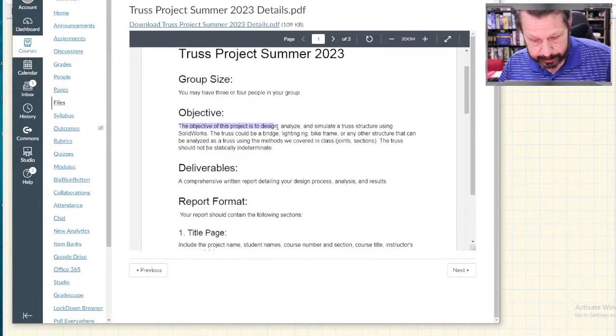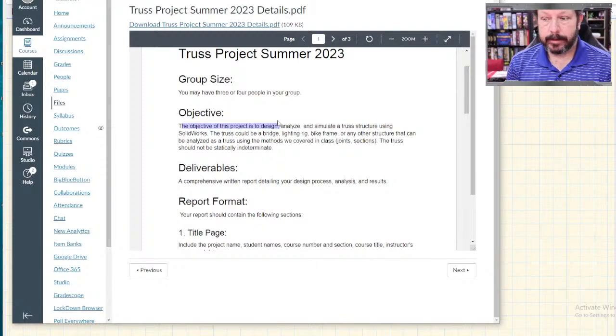So the objective is you're going to design. So design meaning SolidWorks design, but also pen and paper design, like sketch out the truss members. These are trusses that we're going to do, so this is stuff from exam 1. You're going to analyze, so you're going to do the calculations, the method of joints, method of sections. You're going to figure out which of these pieces in your truss is the most likely to fail. You'll have to know something about the material.